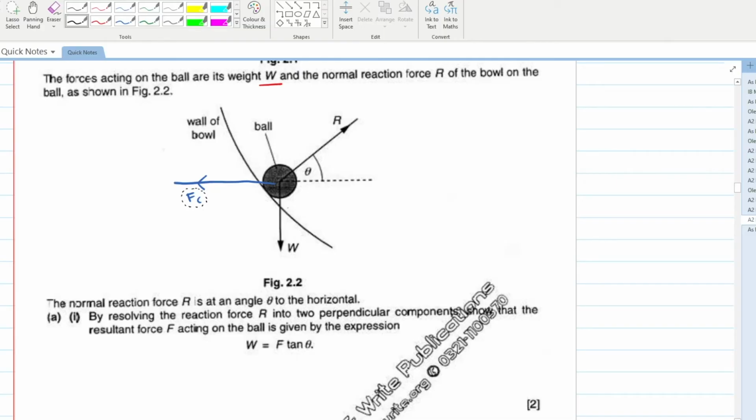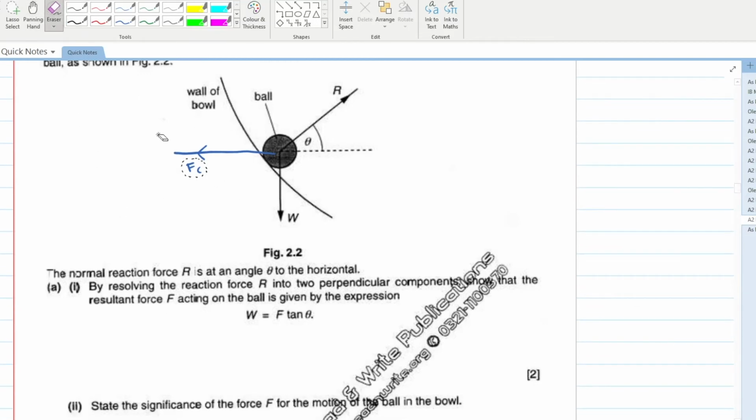Okay. Now let's do one thing. This force, centripetal force, in this case is termed as F. Now let's divide this reaction force into components. Reaction force will have this vertical component that is R sine theta and will have this horizontal component, that is R cos theta.